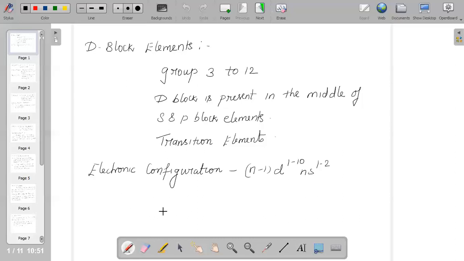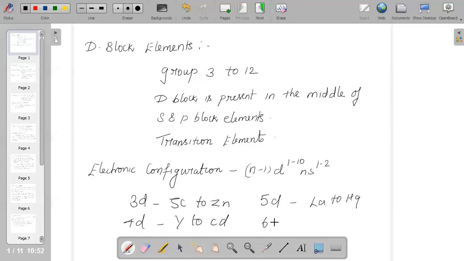The 3d series starts from Sc to Zn. The 4d series belongs from Y to Cd, the 5d series is from La to Hg, and the 6d series starts from Sc, but it is still incomplete. This is the location and description of the D block elements in the periodic table.